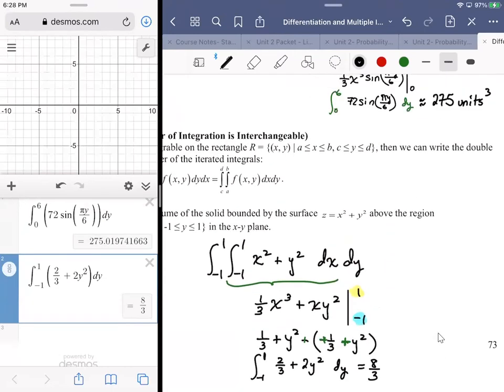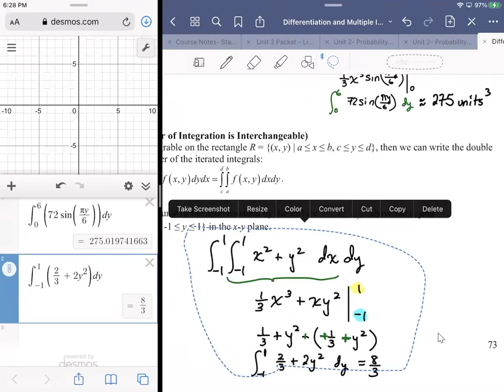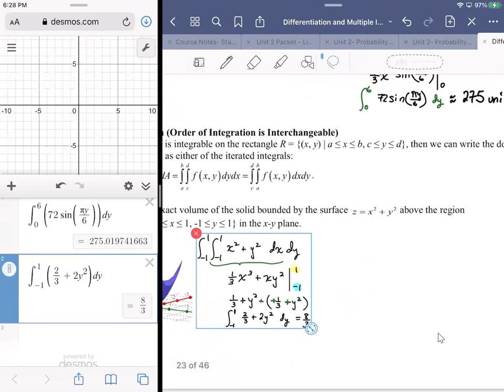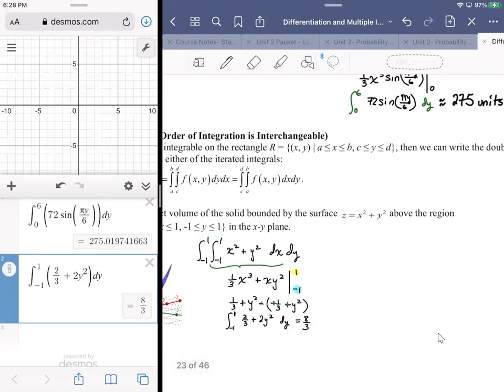Now, since this one is substantially easier than the previous example, what I'll do is actually tackle this the other way also. I'm just going to swap the bounds of integration.